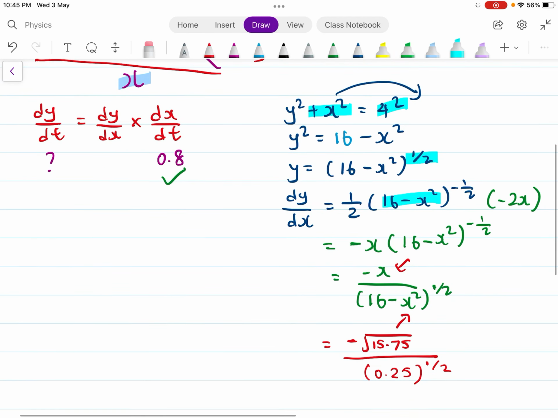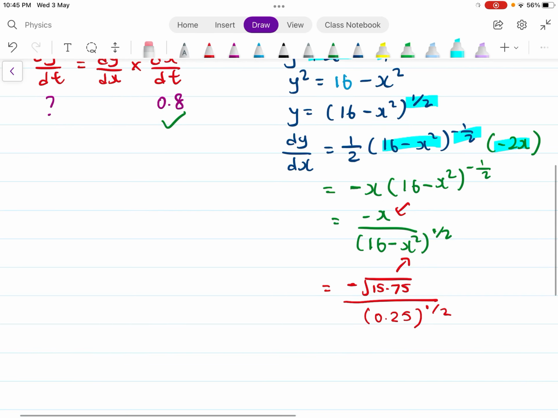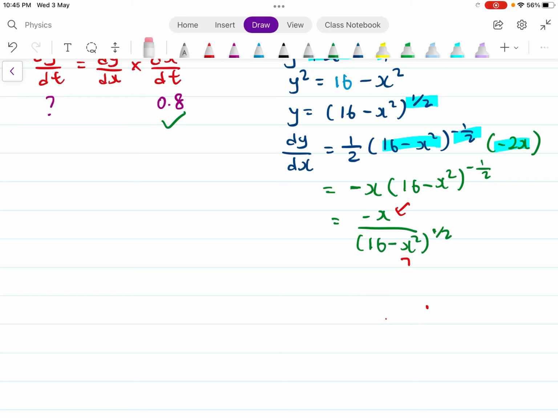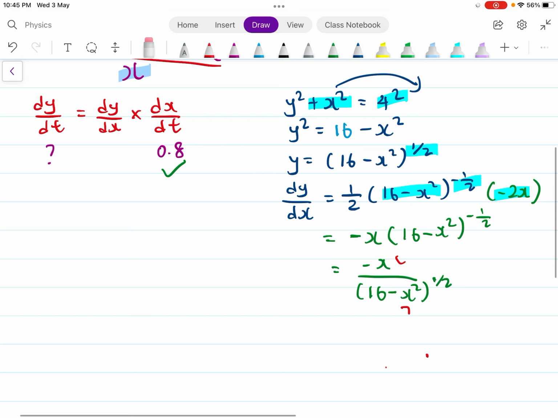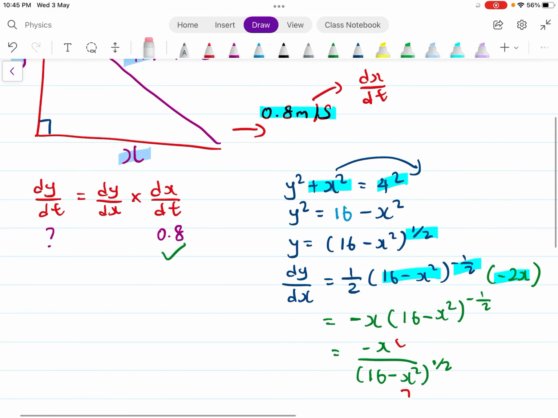Then next part will be you differentiate to find dy/dx. When you differentiate, power bring down, power minus 1, and you differentiate inside, which is negative 2x. So when you manipulate, you should get something like this: negative x times (16 minus x squared) to the power of half. So next part, because I want dy/dx to be some value, I don't want it in terms of x, right? This is where the tricky part is.